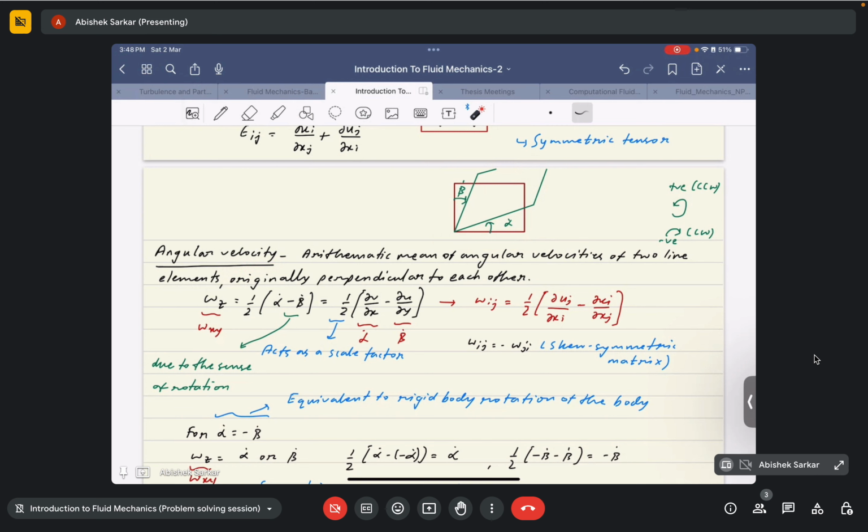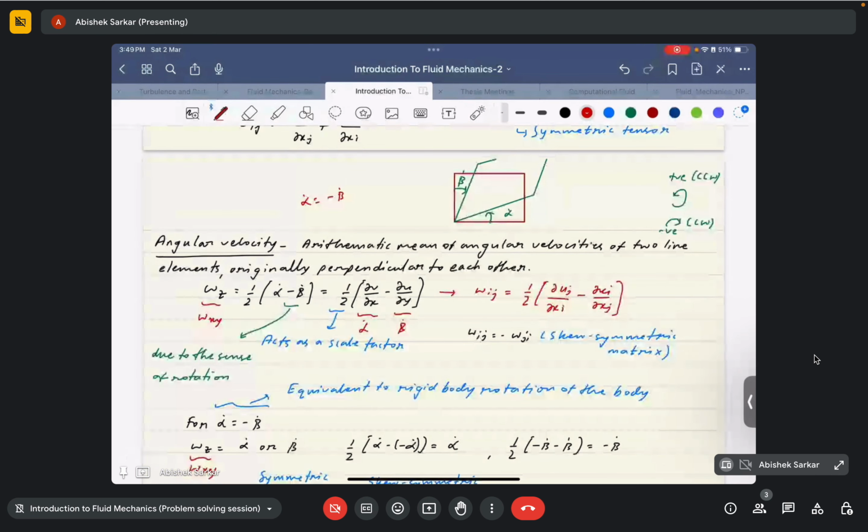But again, this phenomenon can also have a special case, right? If we consider a case where alpha dot, let me just write it, alpha dot is equal to minus beta dot, or vice versa. So it will basically mean that this line element, instead of having a displacement along the clockwise direction, would have an equal angular displacement along the clockwise direction. Let me use a different color so that you can understand it.